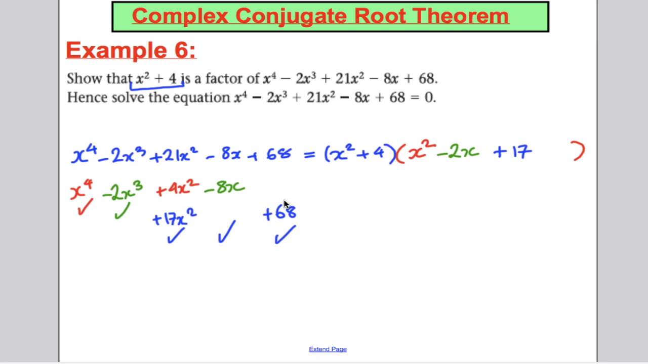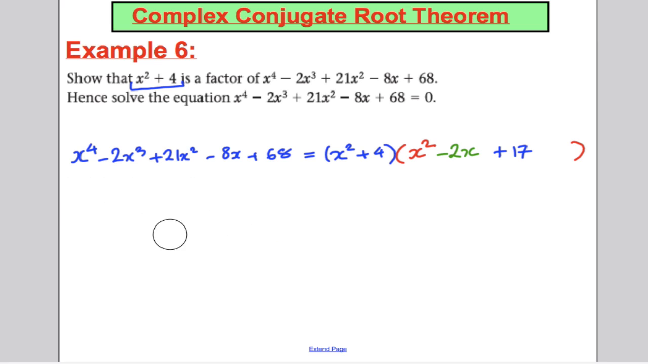So that is the proper factorization of this. Now I want to solve this equal to 0, because it says next part, hence solve this equation.